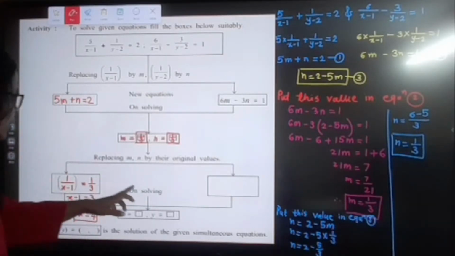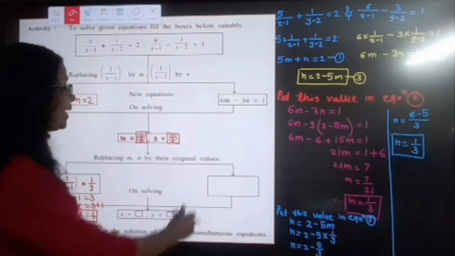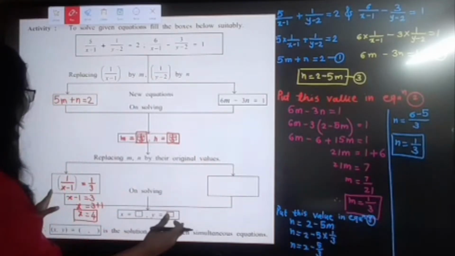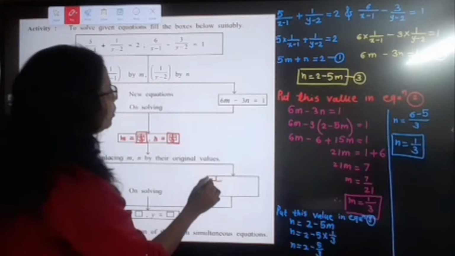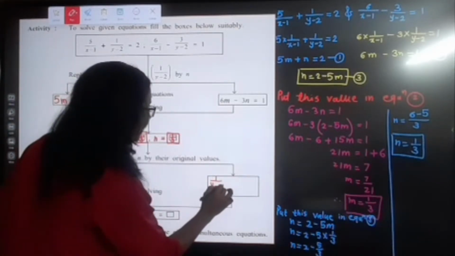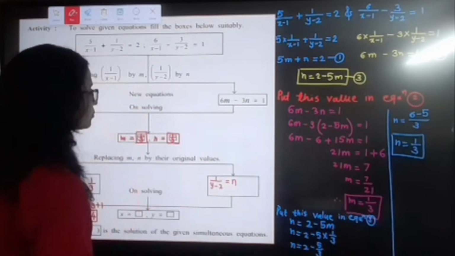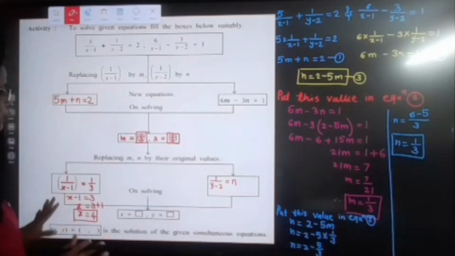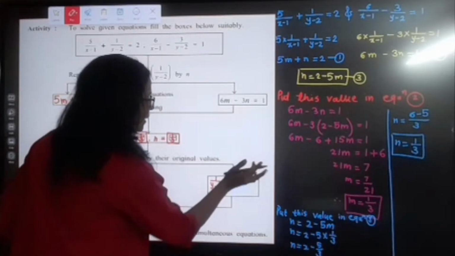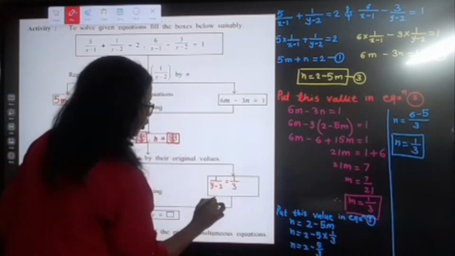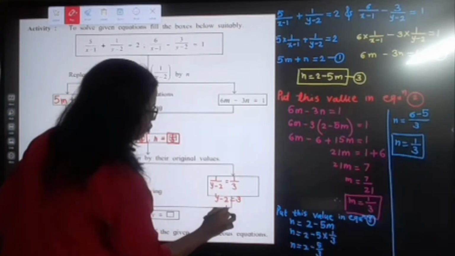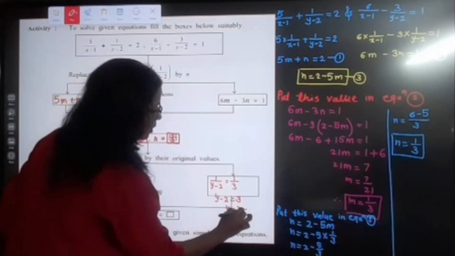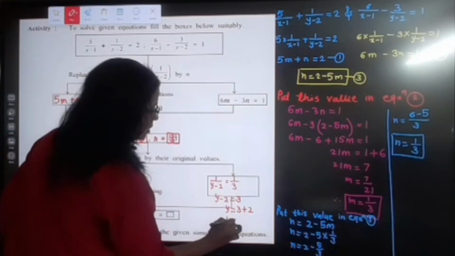And here, students, on solving the right hand side, we say that 1 upon y minus 2 is equal to n, and that means 1 upon 3. So y minus 2 is equal to 3. So y is equal to 3 plus 2. So here y is equal to 5.